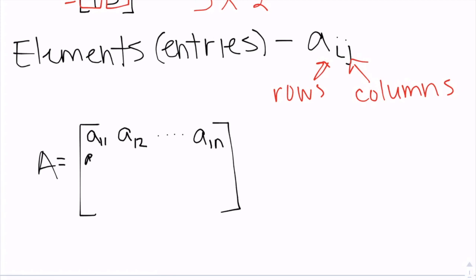Next would be A 2, 1 for row 2, column 1, A 2, 2 for row 2, column 2, and continuing on A 2, N for row 2, column N. Then this could continue down and become A M, 1 for row M, column 1, because it could continue for however many rows that you have. This would continue down to be A M, 2 for row M, column 2, going on until we get to A M, N for row M, column N.